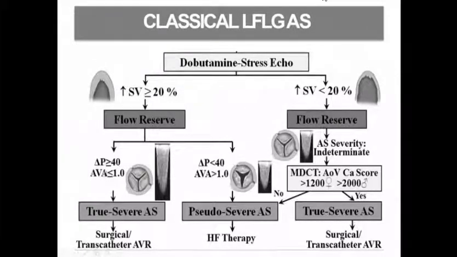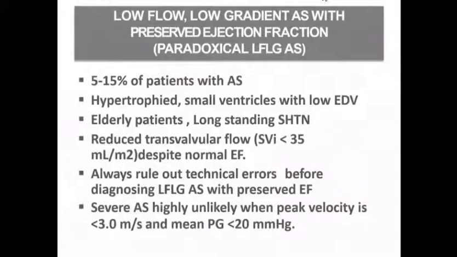And this was the classical. You get the true severe AS or the pseudo. You should only give heart failure therapy, and the patient will improve. But for the patient who is not getting the stroke volume increase, you should recommend the CT calculation for the calcium score for the further management.